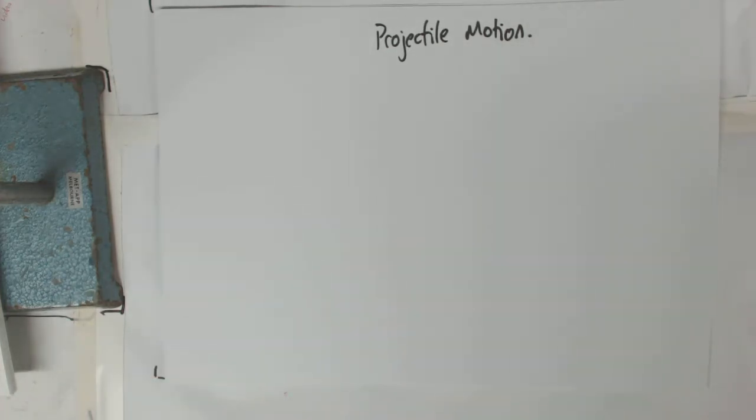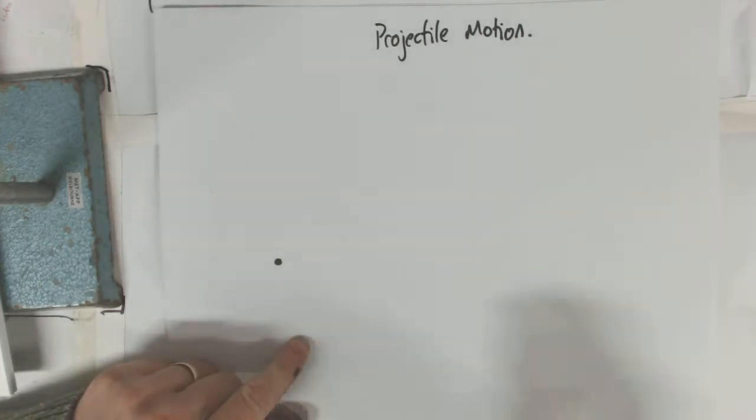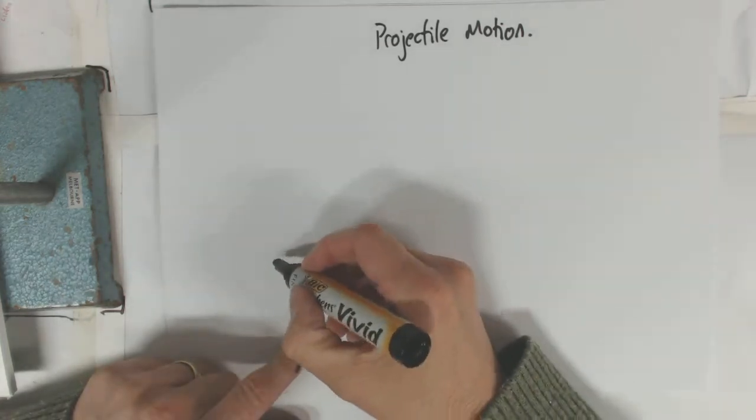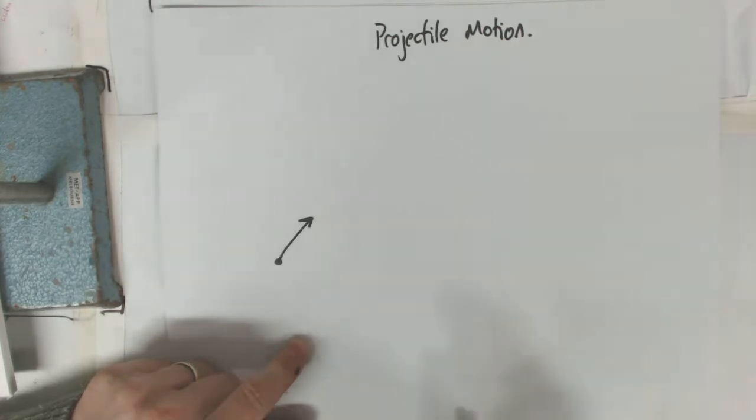Projectile motion. This is what really gets level 2. So this is the first little video we're going to do. Let's pretend this is a water rocket, one of my super duper water rockets, and we launch it at an angle, as we do sometimes.